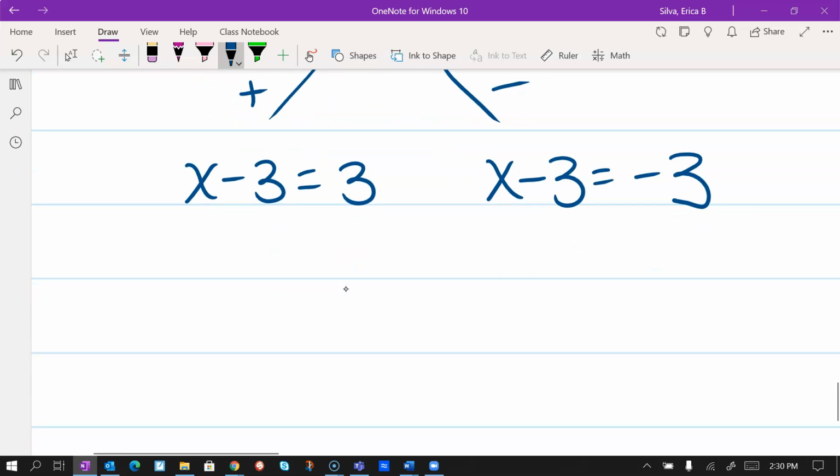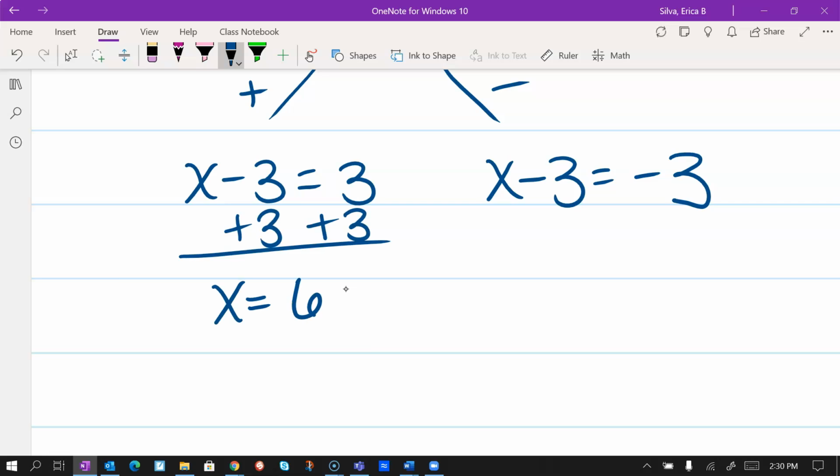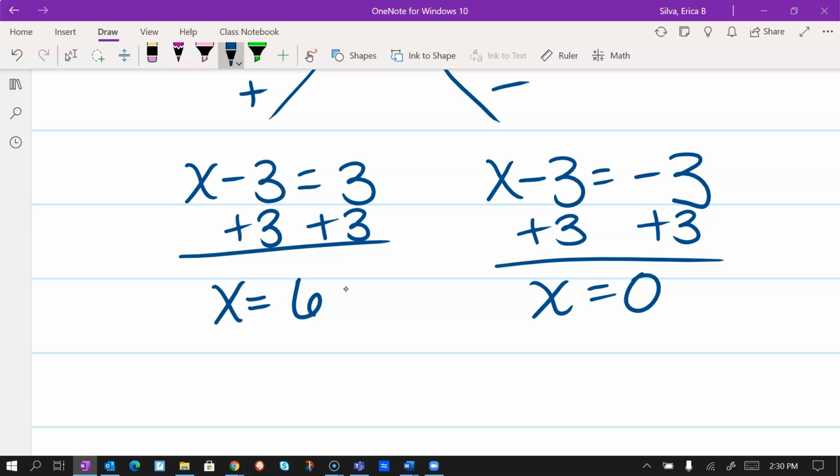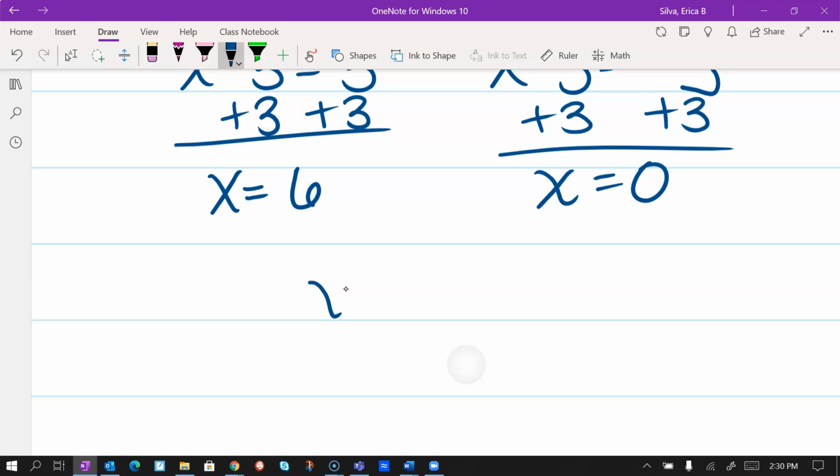And then we solve for x. I'm going to add 3 to both sides. x is equal to positive 6. Add 3 to both sides. x is equal to 0. Don't be afraid of those zeros. So then my solutions are x is equal to 0 and 6.